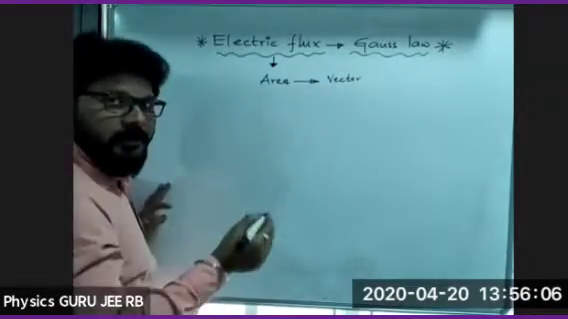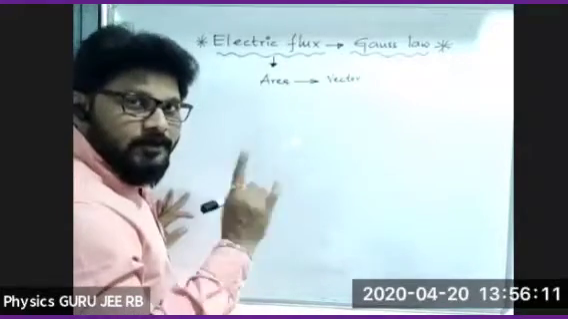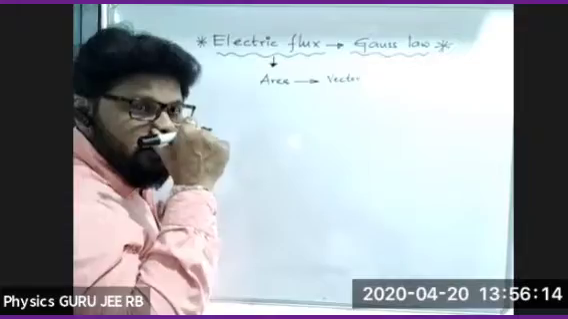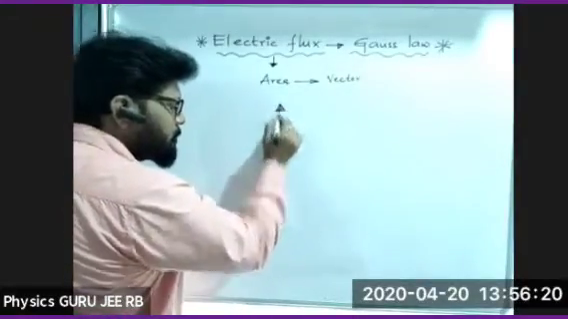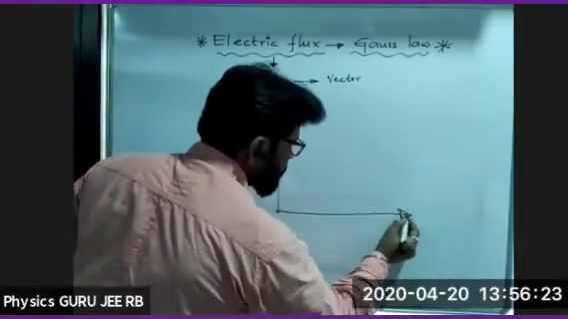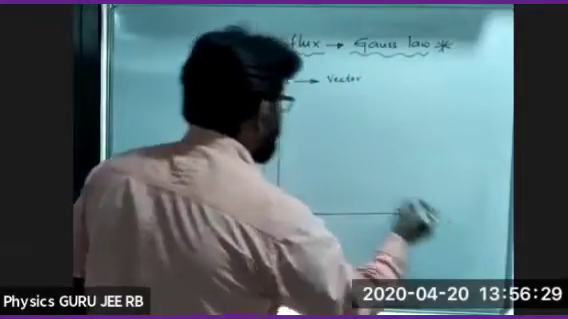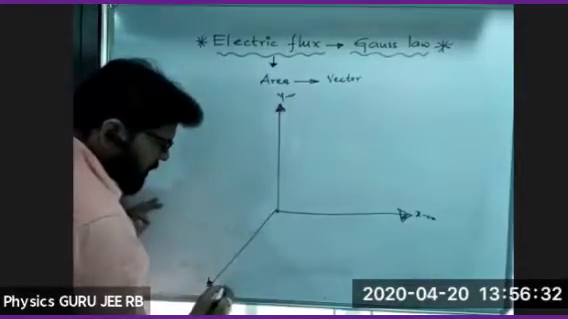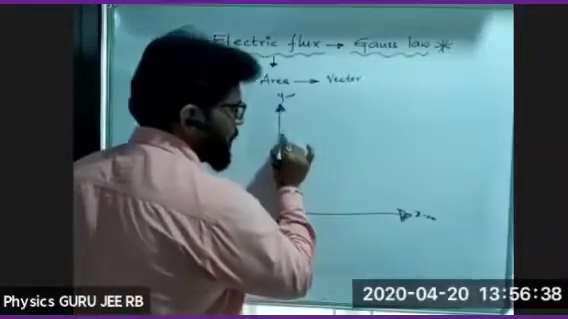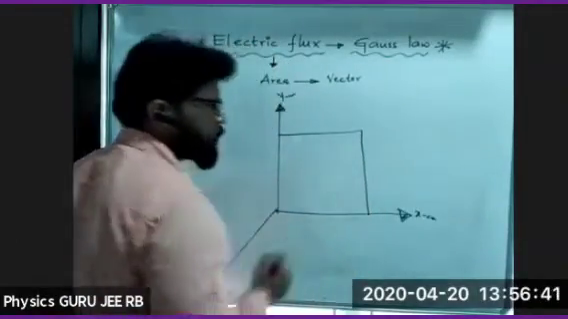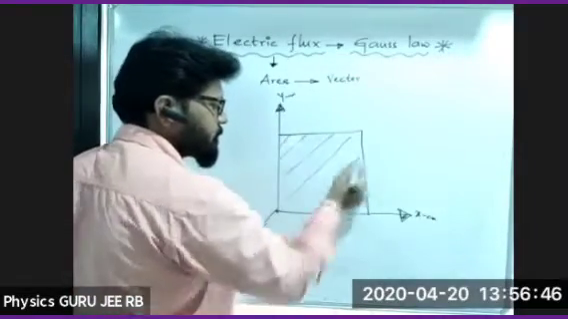Vector means it should have magnitude as well as direction. So magnitude will be there, but direction also we have to show for this area. Then it will become a vector quantity. For that sake, I'll take the x-axis, y-axis, and z-axis. Fine. I'll take one plane surface, a sheet, a two-dimensional sheet. I placed here the two-dimensional sheet, right?